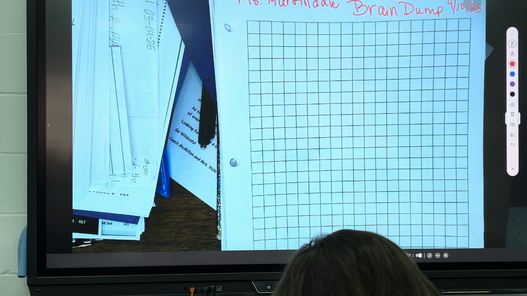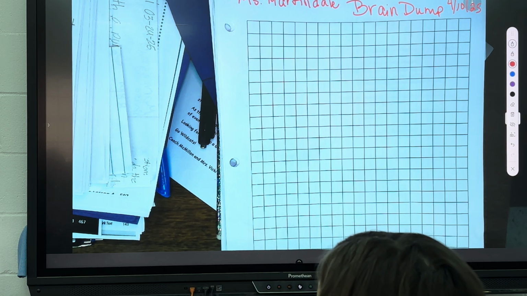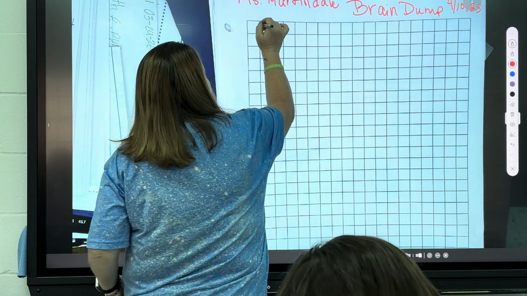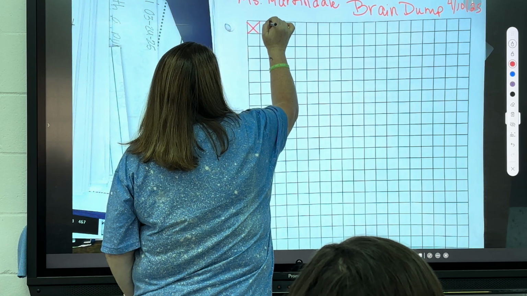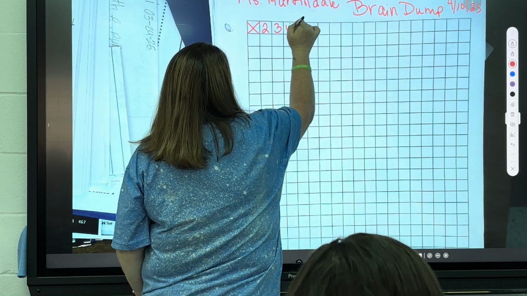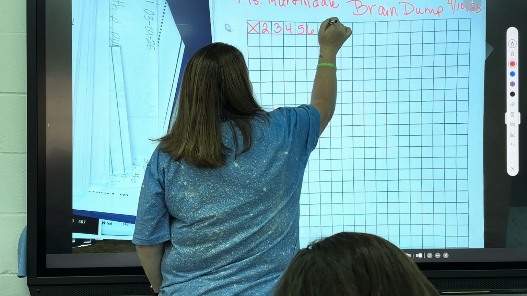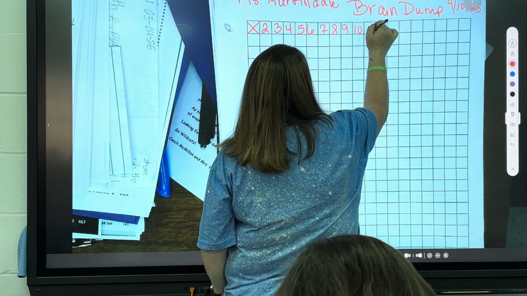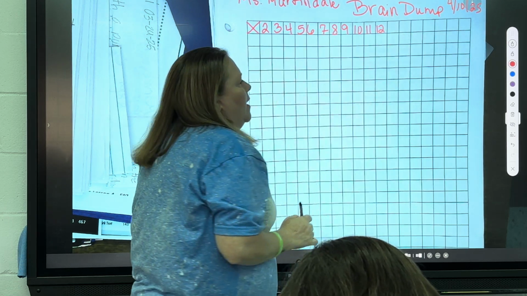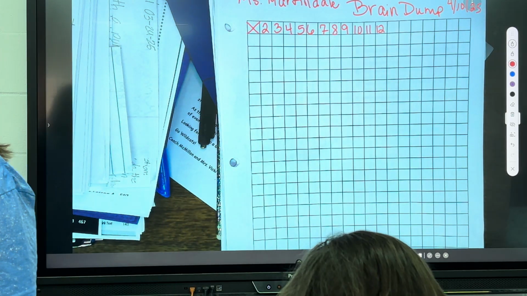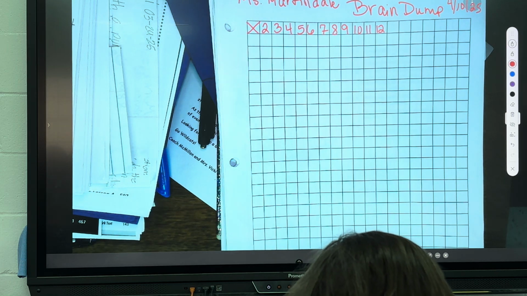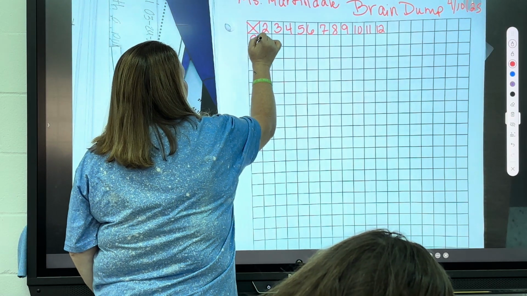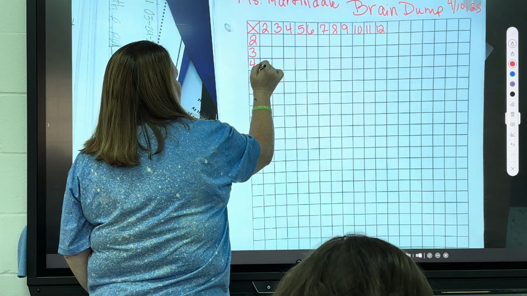What numbers do we skip when we build this multiplication chart? 1 and 0. We do skip the 1 and the 0 because why? Because we already know. If you times it by 0, it's always going to be 0. Very good. If we multiply anything times 0, the answer will always be 0. If we multiply anything by 1, it's always going to be itself. So those are pretty easy ones for us to know without having to think too hard on it.